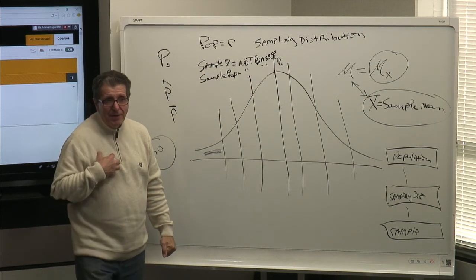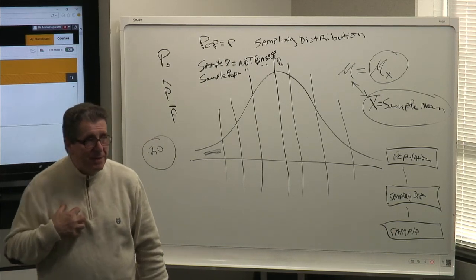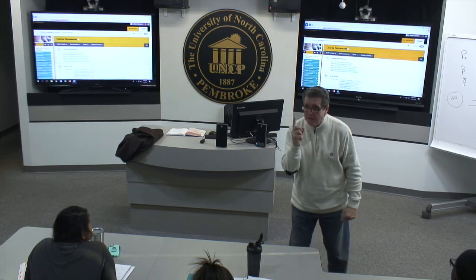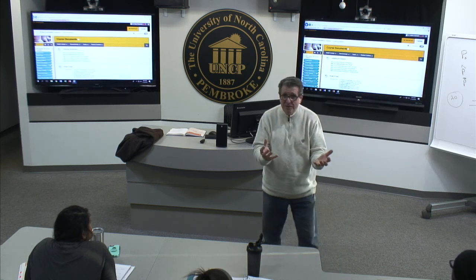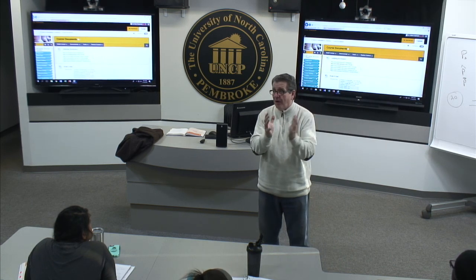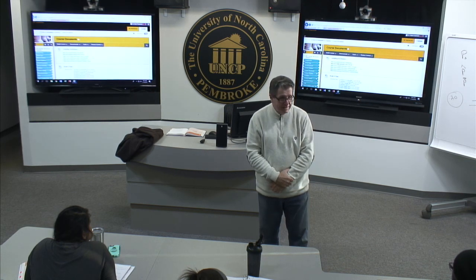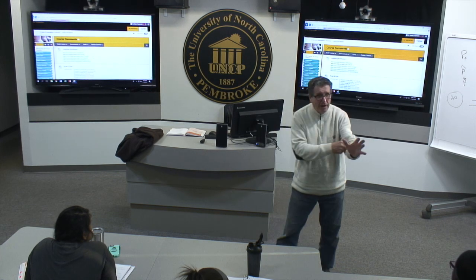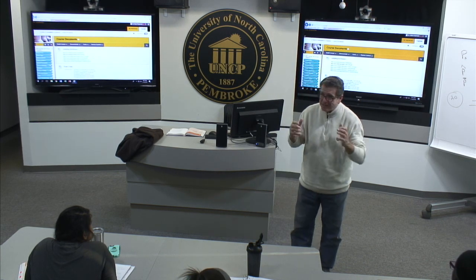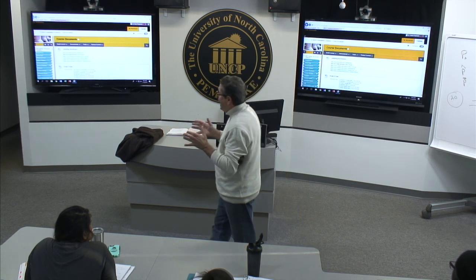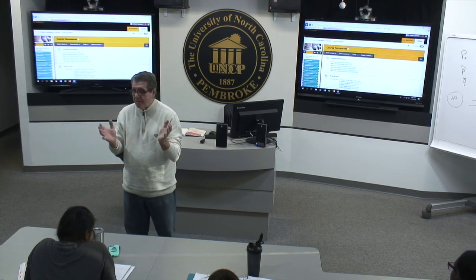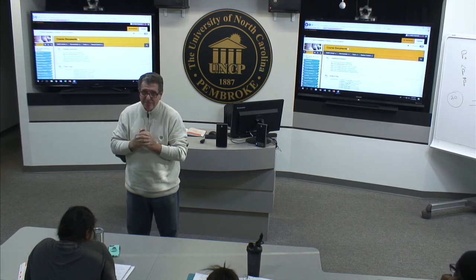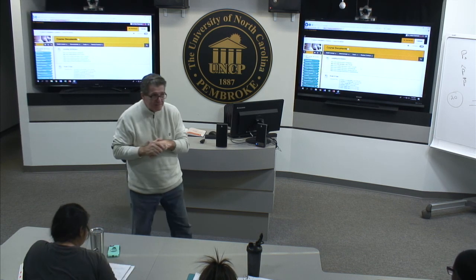What's our problem, though? Our problem is we only are dealing with one sample, not an infinite number of samples. So we don't know how far off the center our one sample is. And so this is all about, one more time, estimating how confident we can be that our one sample is close to the real number. That's where we're going with this.